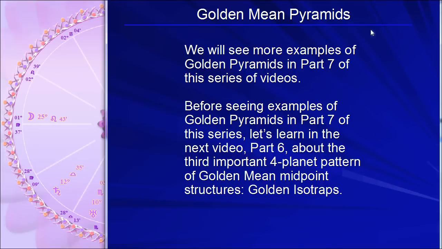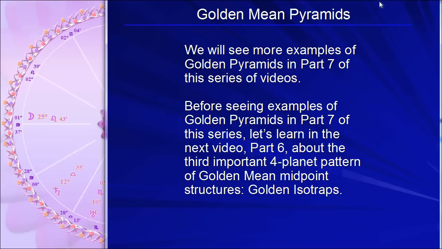So we will see more examples of golden pyramids in part 7. So again, this is part 5 of the 7-part series. But before I show you some more examples of golden pyramids, let's cover the third and last special pattern, which is golden isotraps. So in part 6, the next section in this series, I will describe what golden isotraps are. And then in part 7, I'll show you the results of another little study where we go through the database and we find people have these special patterns. And we'll see some more examples of golden pyramids in part 7.